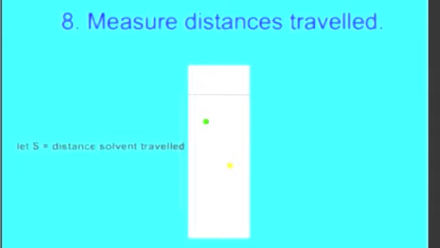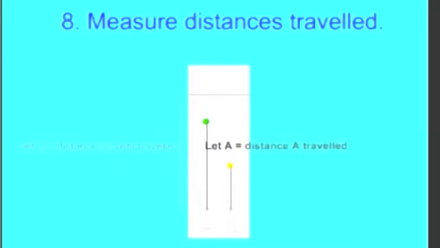We measured how far each component traveled with the solvent. We used metric units, of course. Knowing how far known samples traveled allowed us to identify them in unknown samples.